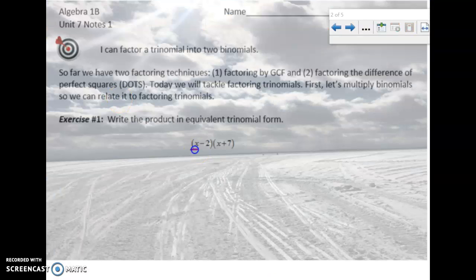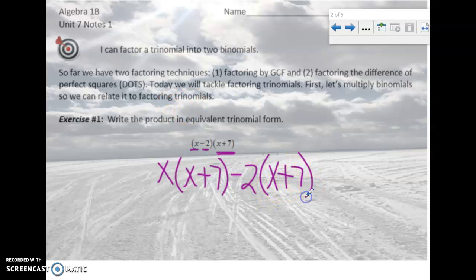So we take the first binomial and we break it up into two parts. So we break up this into an x times the second binomial, x plus 7. And then we take the negative 2 and we multiply that by the x plus 7. Okay, so we've got it broken up into its two parts, and then we try to distribute.